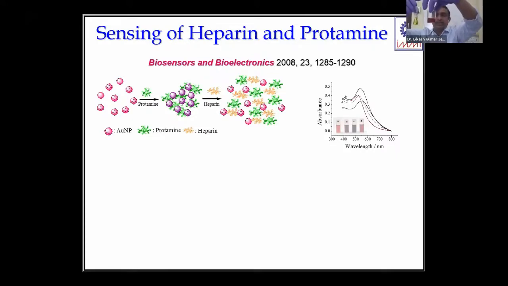Hello. So now you can see this is the color of your gold precursor. When I have synthesized the gold nanoparticle, you can see this wine red color. So is it visible to all of you? So Vandana, is it visible?